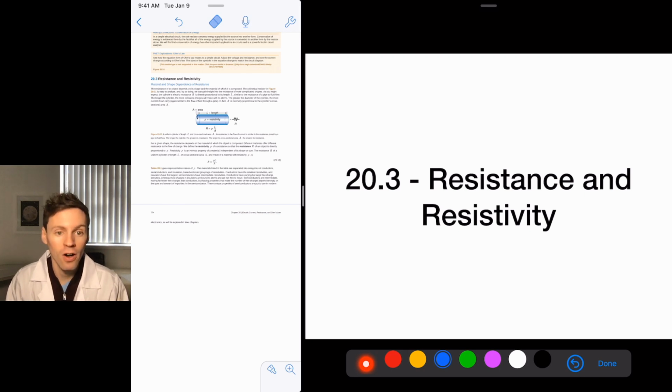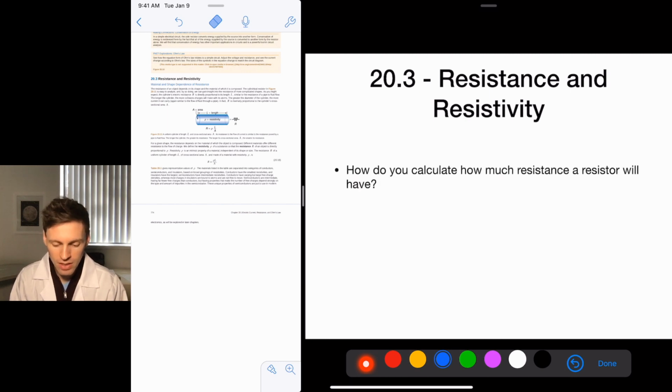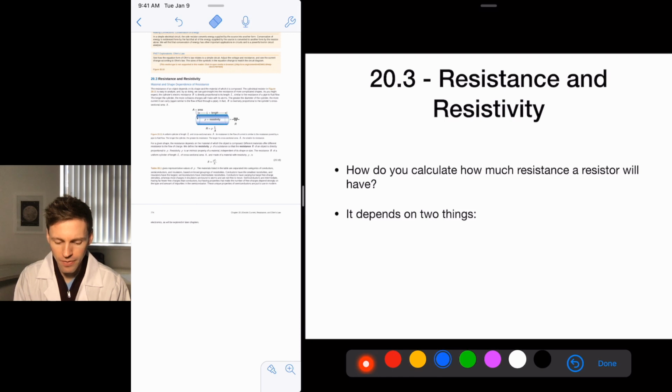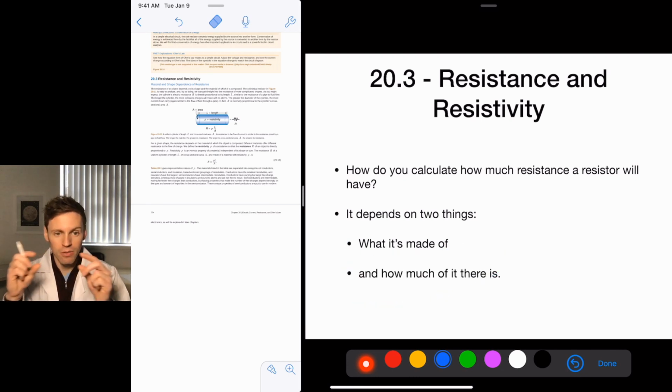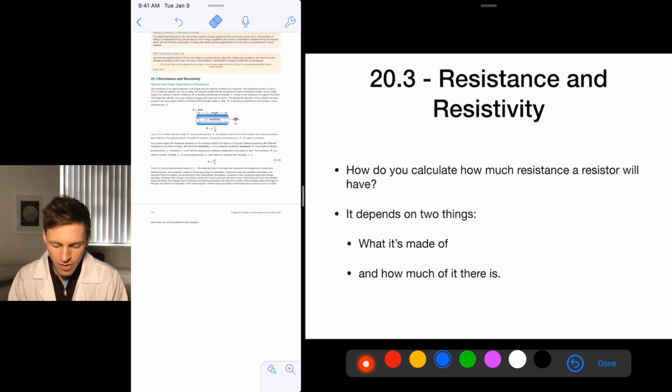So what about R? What if you want to calculate the resistance of a resistor? Let's say I give you the resistance and you can calculate the current or the voltage, but now you want to say, well, how do you calculate the resistance? This is based on the resistivity of the material. So the resistance a resistor has depends on two things: what it's made out of, its material, and how much of it there is. How long is that resistor? How fat is it? How big is it?